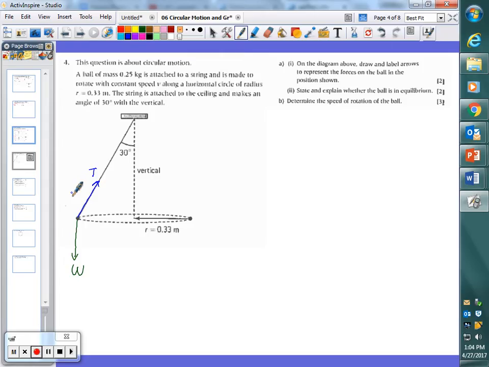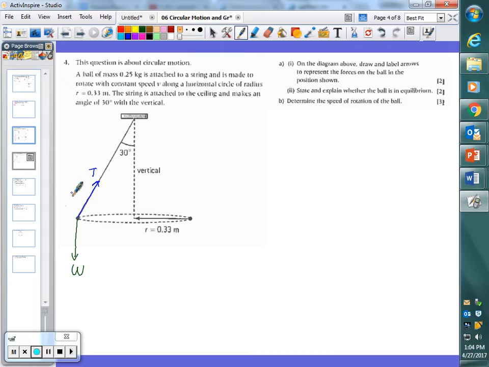Yeah. So, part 2: state and explain whether the ball is in equilibrium. No, that's 1 point. Nice. But it's a 2-point question though. Okay? The ball is not in equilibrium. Why is it not in equilibrium? Isn't it because it's in constant motion?